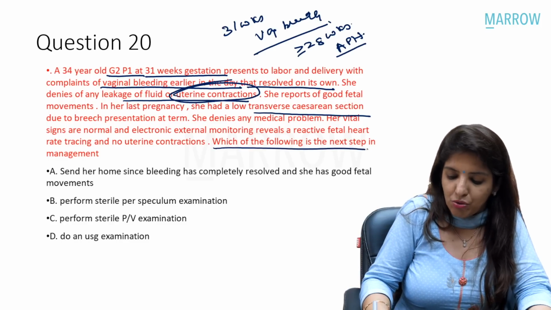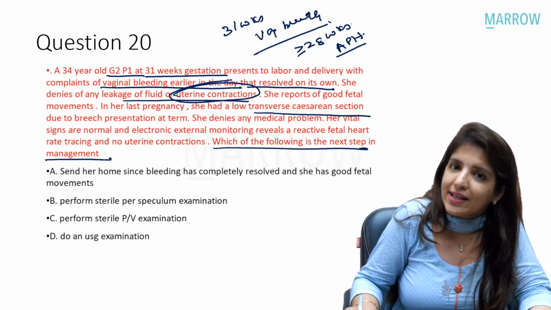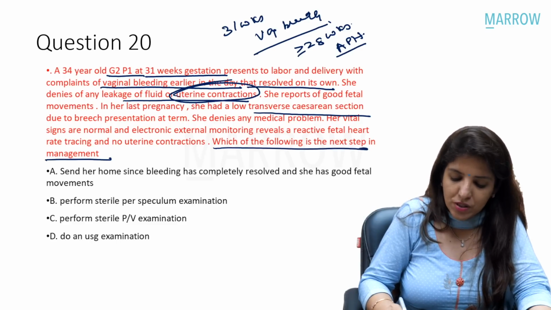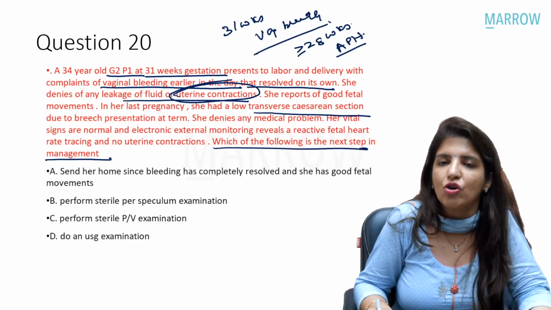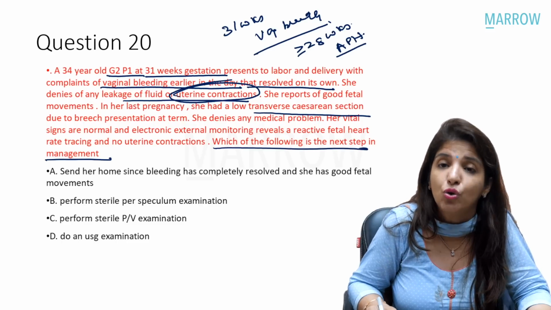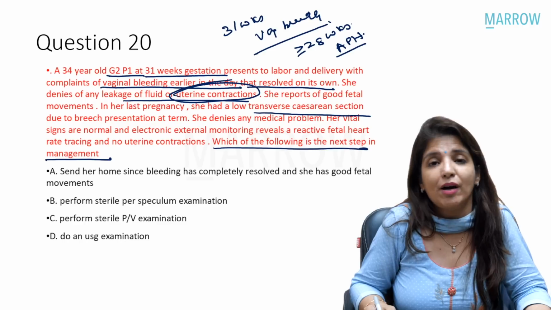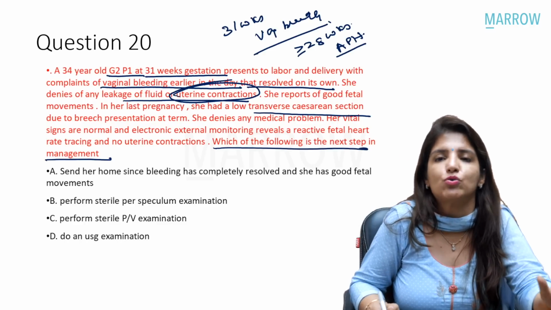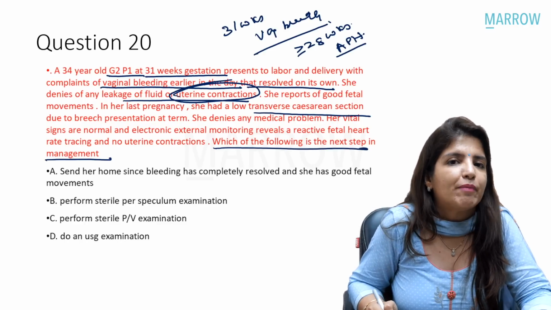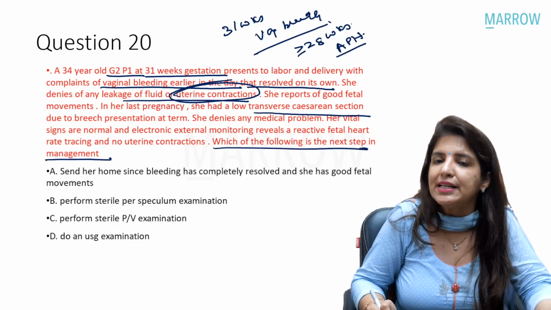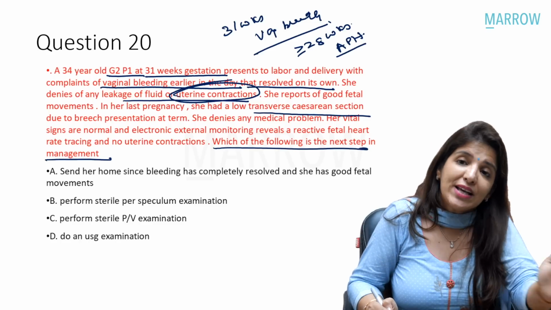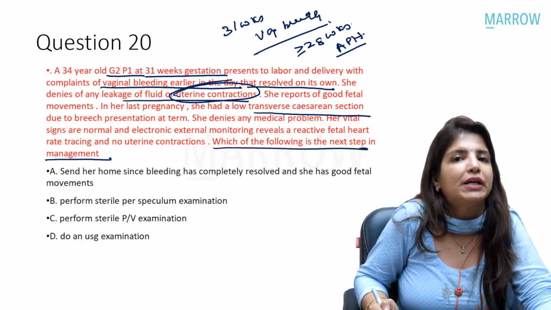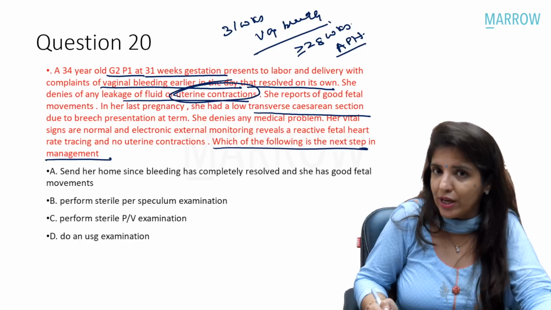Now they are not asking you the diagnosis. They are asking you what is the next step. So send her home since her bleeding has completely resolved and she has good fetal movements. Now, whenever there is a case of placenta previa, you have to know which kind of placenta previa it is, right? So, I am not going to send her home, even if I think about conservative management, because in case of placenta previa, their bleeding is recurrent, right? If I send her home, maybe she starts bleeding again, right? So, I am not going to send her home.